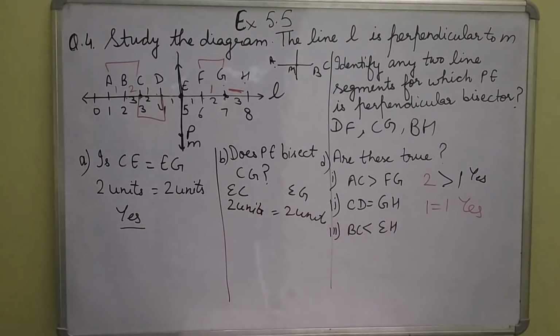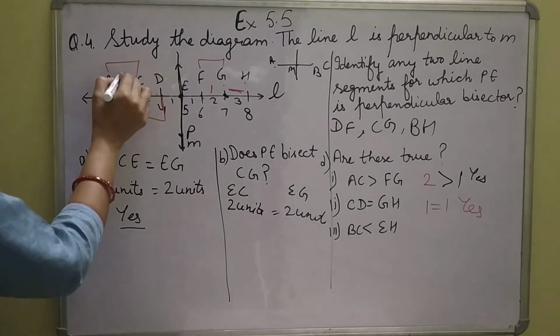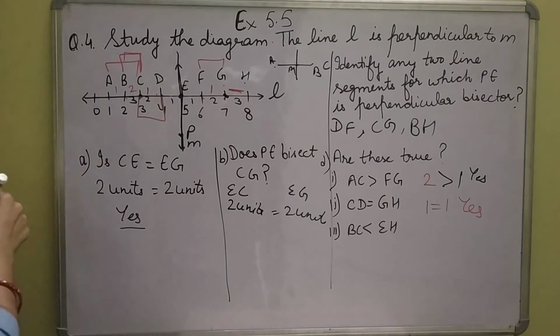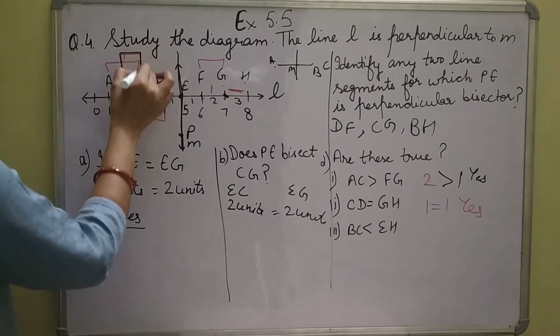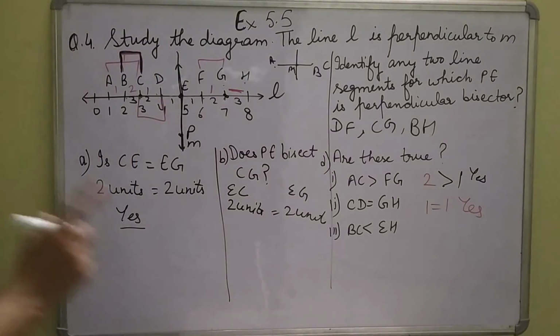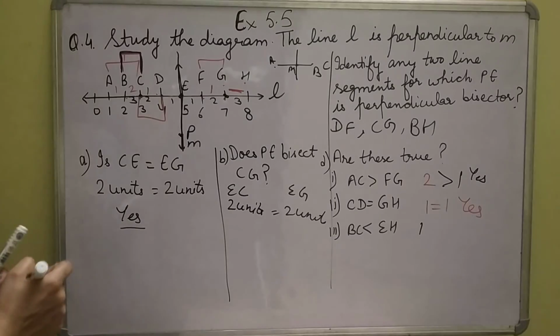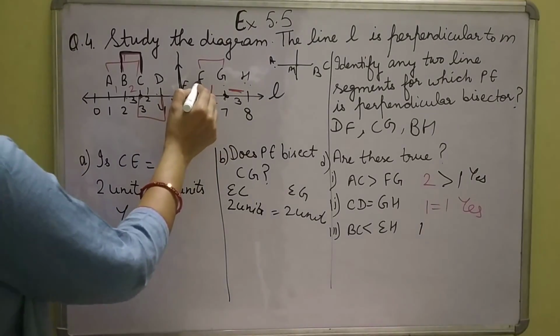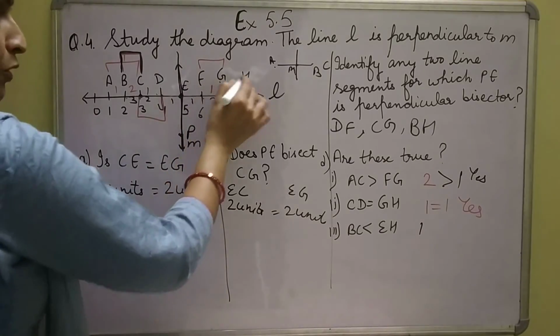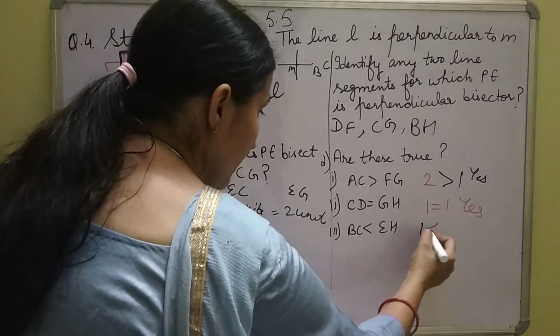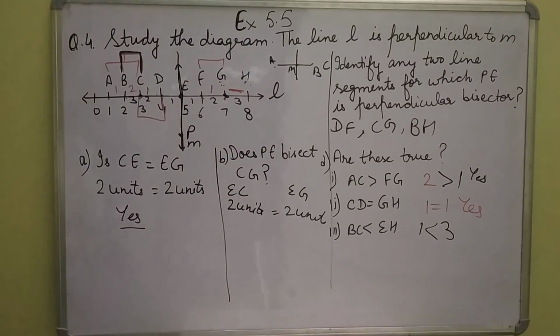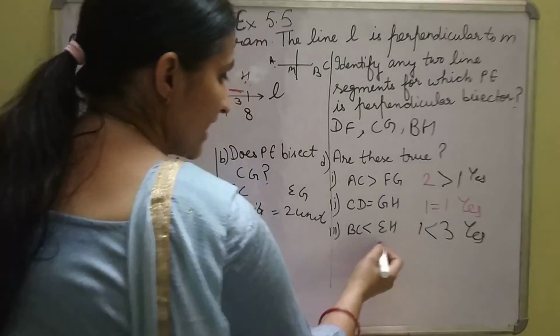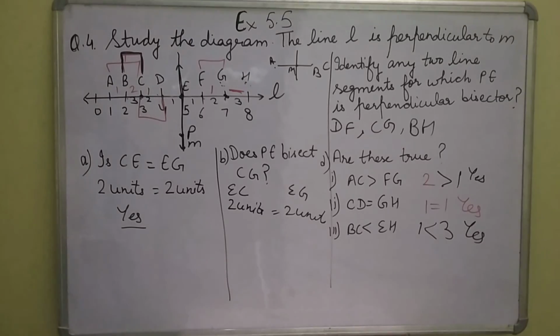Then the third part is BC. This is our BC. B to C is 1 step. EH, E to H: E to F 1, F to G 2, G to H 3 steps. So BC is 1 and EH is 3. So 3 units for EH and 1 unit for BC. So yes, it is also true. BC is smaller than EH. Now that's it for this video.